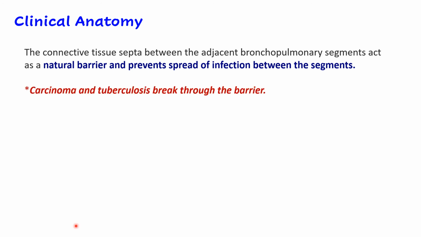However, carcinoma and tuberculosis break through the barrier. For them, the barrier is not sufficient, right? So if there is carcinoma in one bronchopulmonary segment, it can spread to the adjacent bronchopulmonary segments, and similarly, tuberculosis also can spread from one bronchopulmonary segment to the adjacent bronchopulmonary segments.